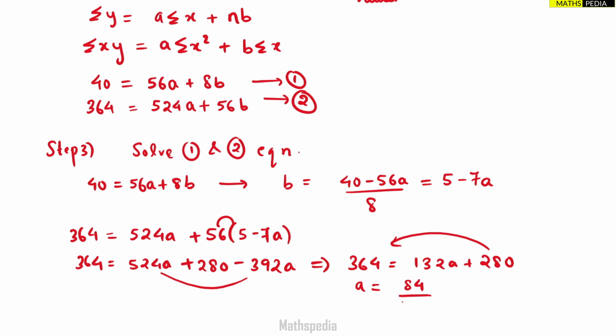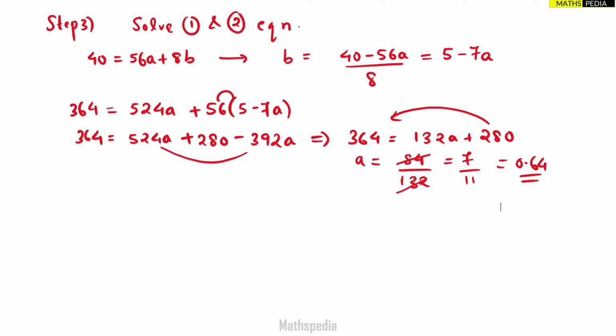So 84 divided by 132. In the 12 table both will go. Or whatever table you can cancel it out. Anyways, the simplest form you'll be getting is 7 by 11. You can write it in decimal form, 0.64. So this is the a value we are getting.